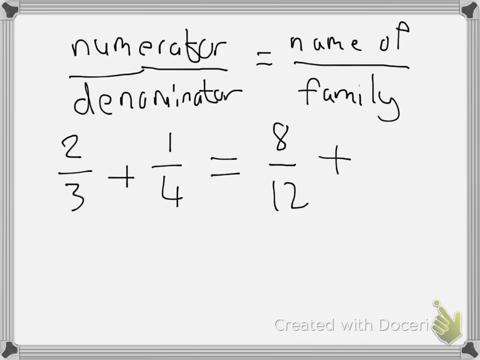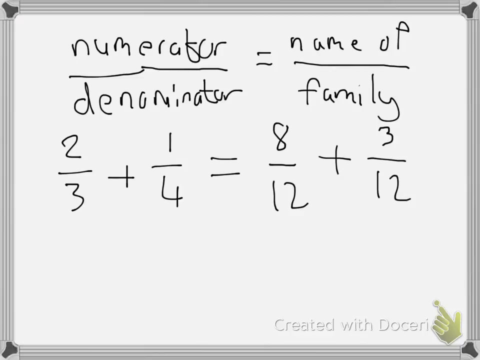other fraction. So now what we're going to do is, we're going to look at the 4 and go, well, what can we change the 4 to a family name so it can be in common with the other fraction? And we're going to times the 4 by 3. So 4 by 3 is 12. And then what we do to the bottom, we need to do the top in order to preserve the original fraction. So 1 times 3 is 3 over 12.